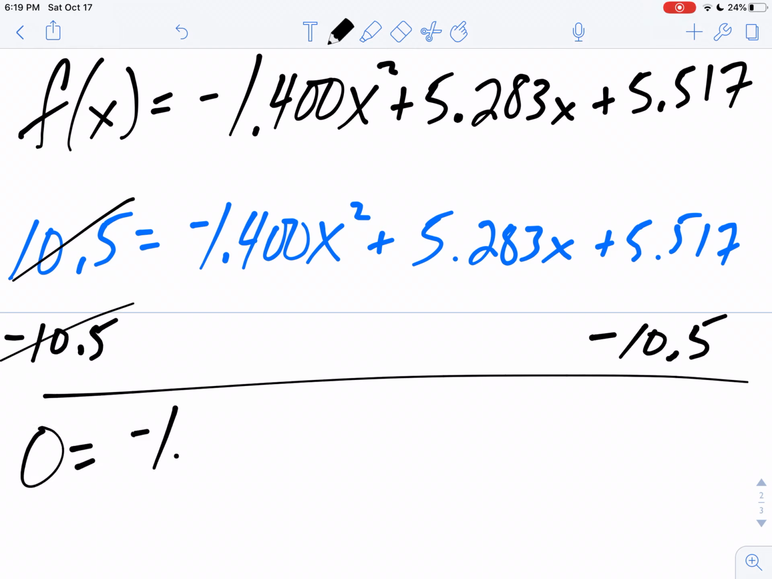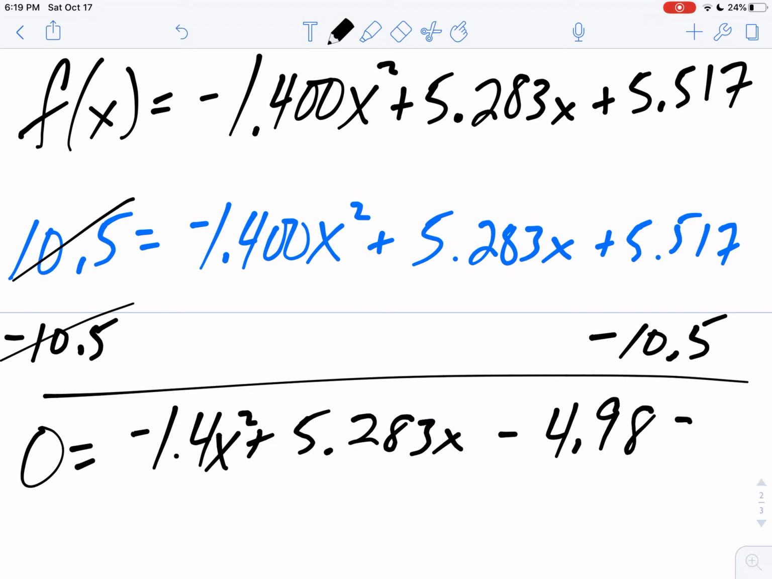Now, I don't like looking at this 1.400, so we don't need that when we get down to the calculation. So I'm just going to leave off those zeros. Oh, I forgot the x squared though. Plus 5.283x. Now, I don't know what that is. 5.517 minus 10.5. So that becomes negative 4.983. And now it really just becomes a quadratic formula problem.